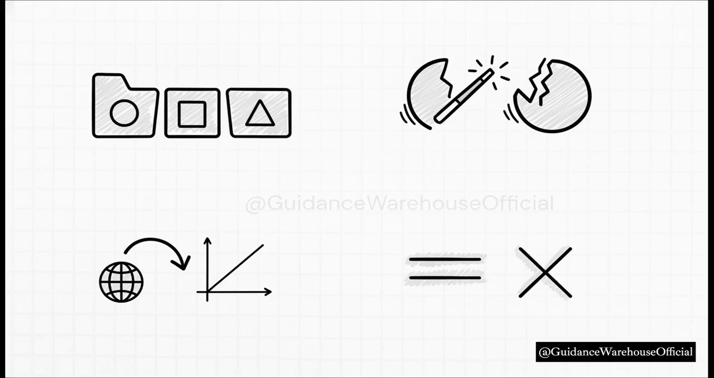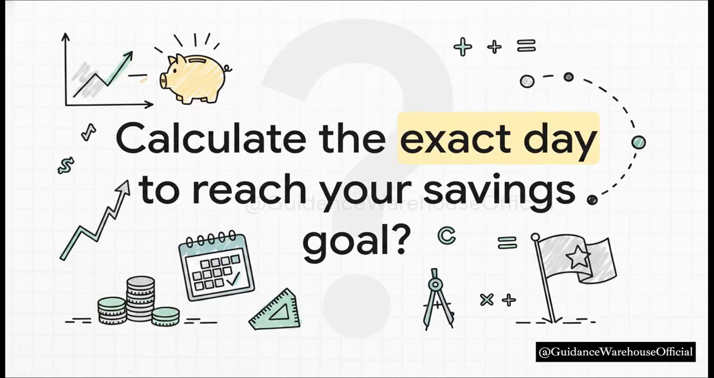Number 3. You can translate real-world problems, like Caroline's $15 wage and $400 deposit, directly into y equals mx plus b. And number 4. You can easily spot parallel and perpendicular lines just by comparing their slopes. So, here is my final provocative question for you to chew on. Now that you actually understand the math, can you apply the point-slope formula to calculate the exact day you'll reach your own personal savings goal?